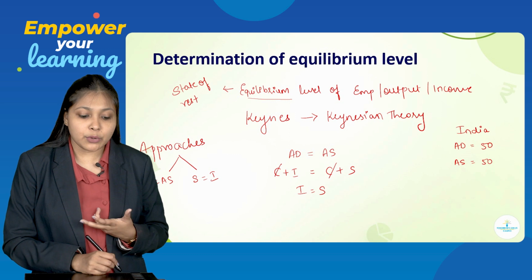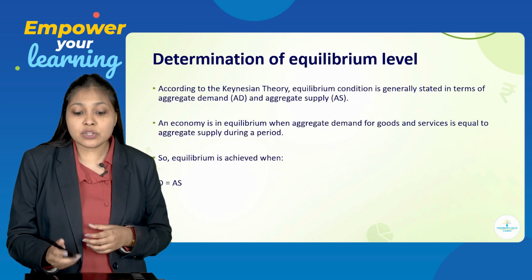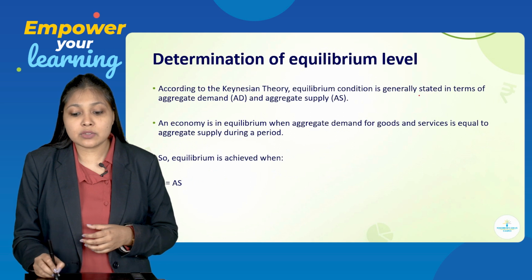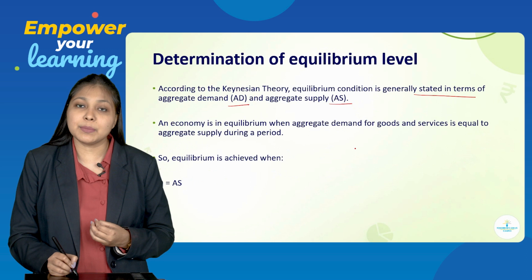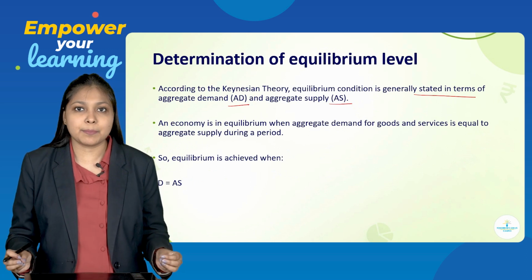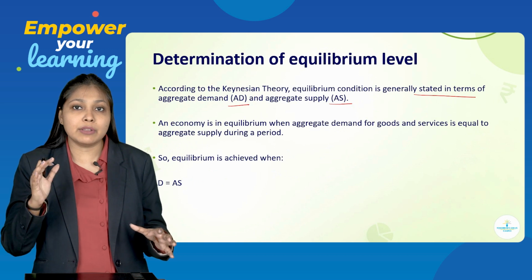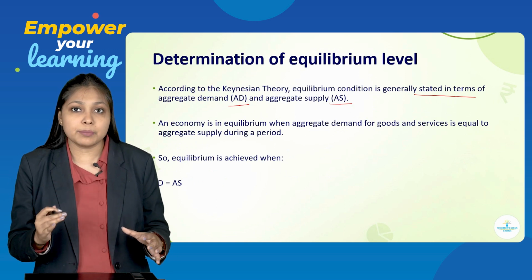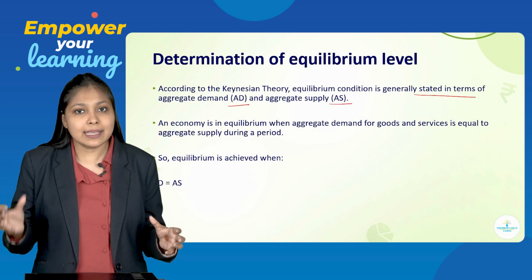Now one by one we are going to study both the approaches. Let us see. So in Keynesian theory, equilibrium condition is generally stated in terms of AD and AS. That means aggregate demand and aggregate supply. Keynes says that if you want to study about the equilibrium level or equilibrium condition of the economy of the country, you will have to study it with the help of AD and AS.